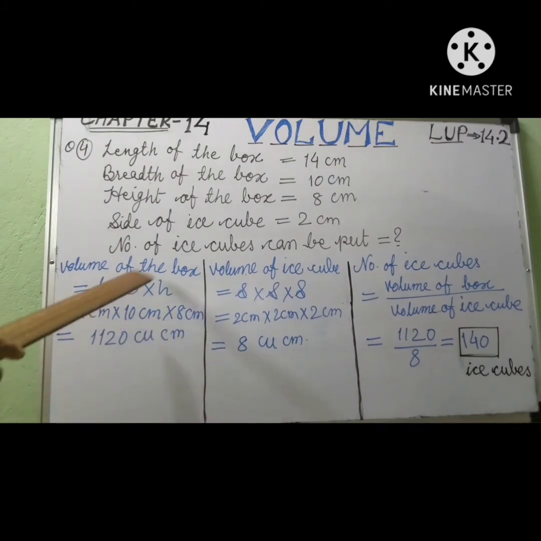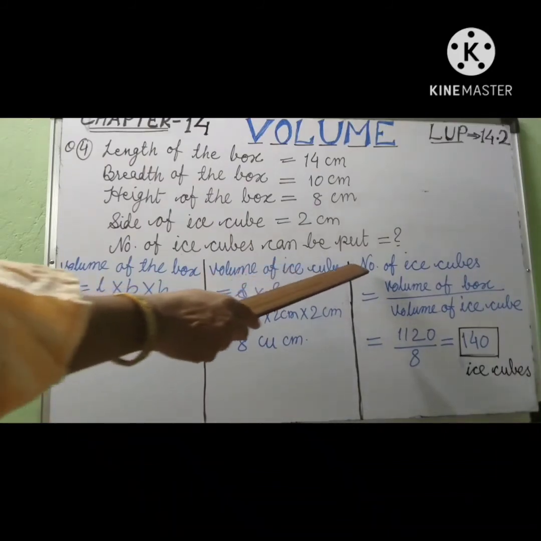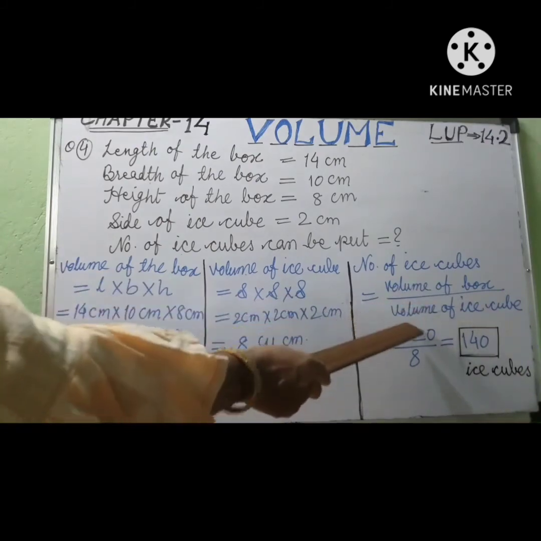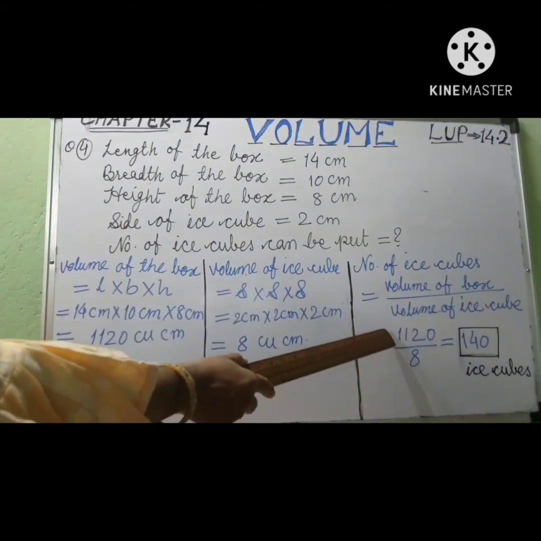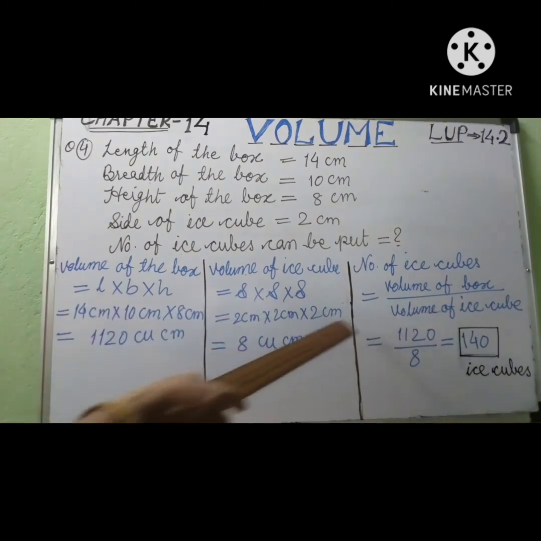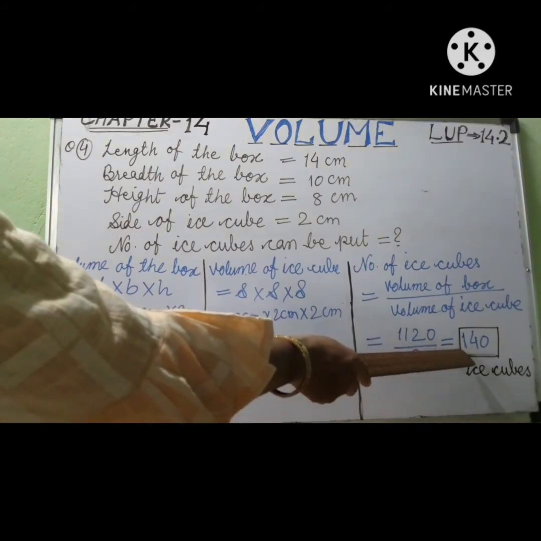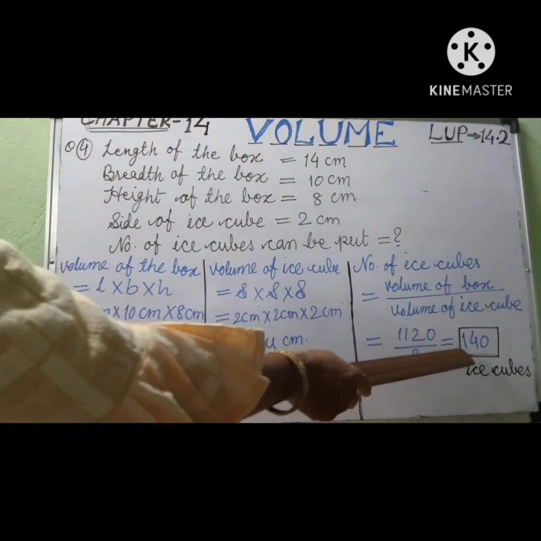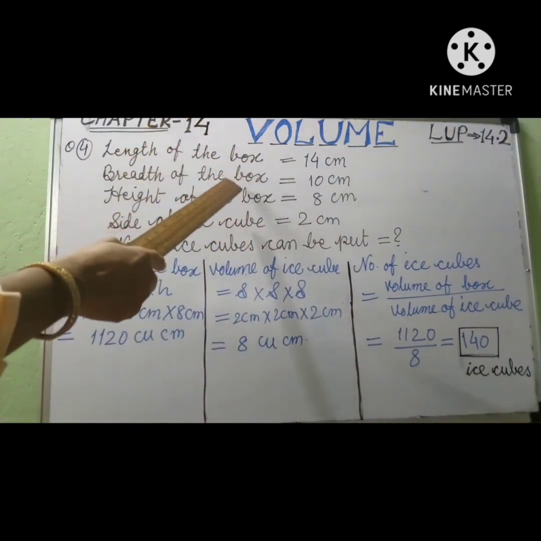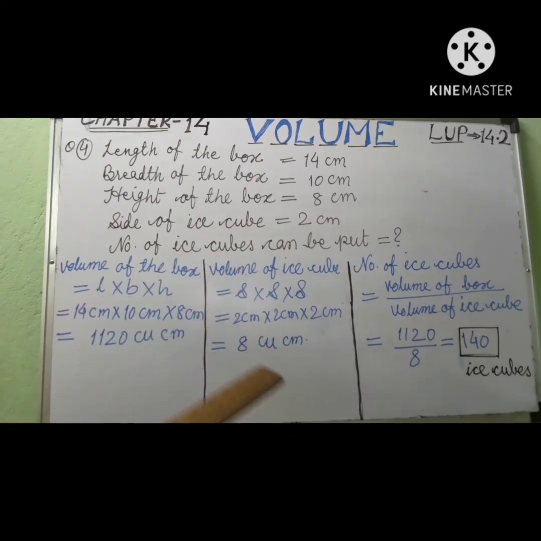Okay. So now we have the volume of the box and the volume of the ice cube. To find the number of ice cubes, we have to divide the volume of the box by the volume of the ice cube. Here the volume of the box is 1120 and the volume of the ice cube is 8. So when we divide this figure by 8, we will get 140. That means we can keep 140 ice cubes in the given box. This way we can find the number of ice cubes that can be put.